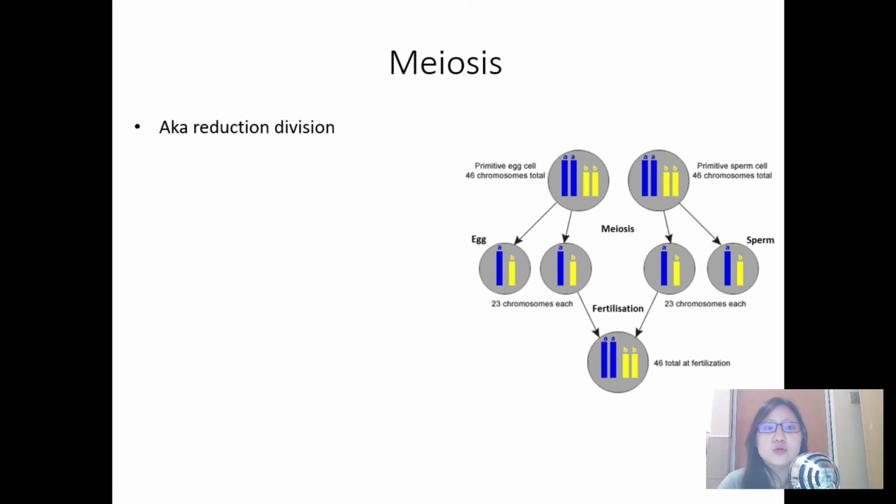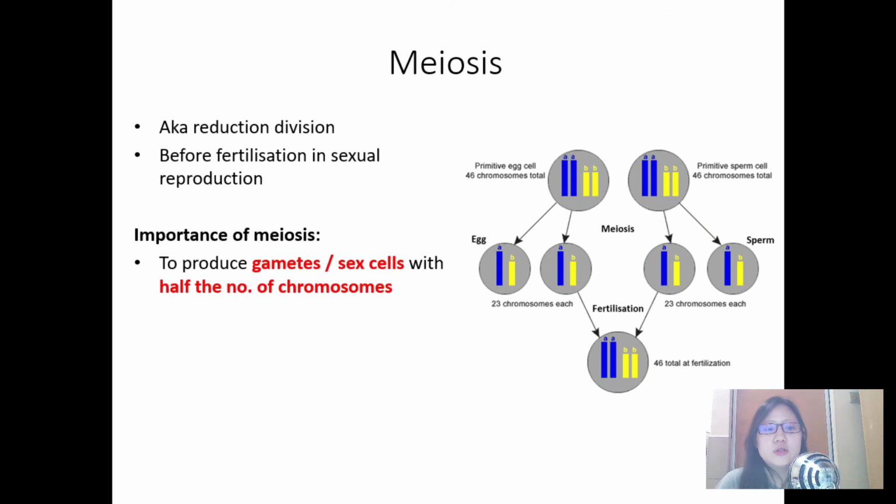Now, meiosis is also called reduction division for obvious reasons, because in meiosis, haploid cells are produced. The function of meiosis is to produce gametes, sex cells that are haploid, which means they have half the number of chromosomes. This occurs before fertilization in sexual reproduction, so in your ovaries or in your testes. So this happens before fertilization.